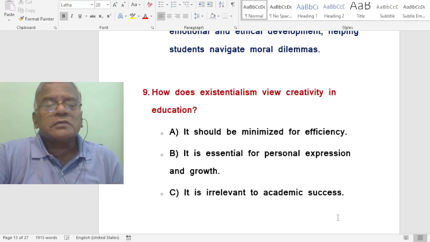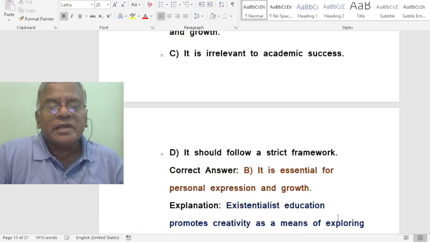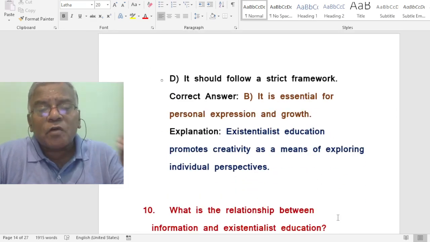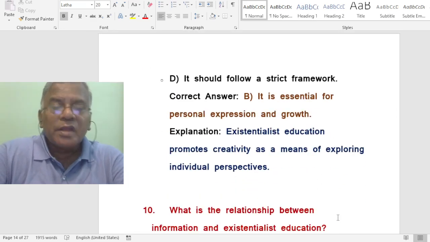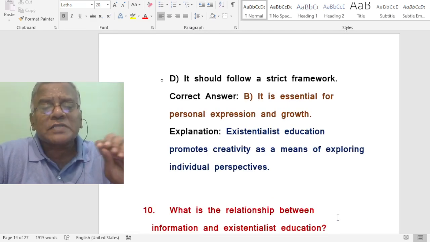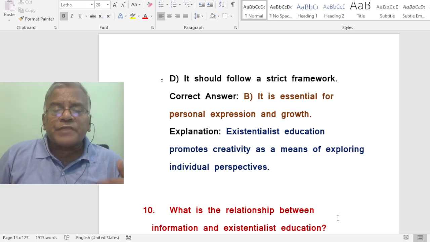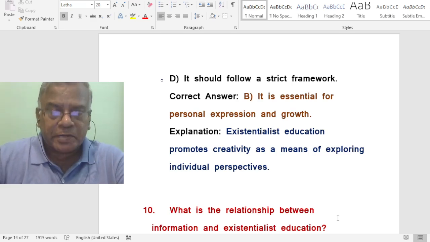How does existentialism view creativity in education? It is essential for personal expression and growth. Existentialist education promotes creativity as a means of exploring individual perspectives.